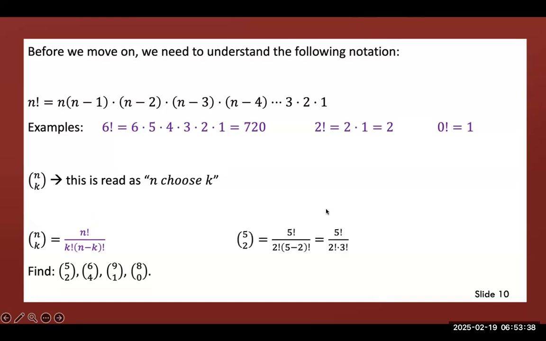So let's work with 5 choose 2. We're just following the formula. On the top we put 5 factorial, with an exclamation mark. On the bottom it says k factorial, so the number on the bottom, 2 factorial, and then we subtract the two numbers, 5 minus 2, and we get 3 factorial.